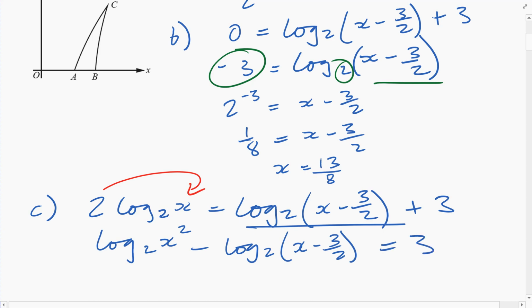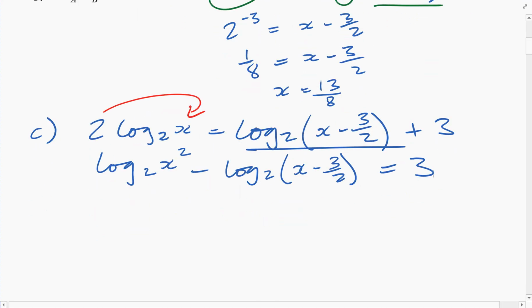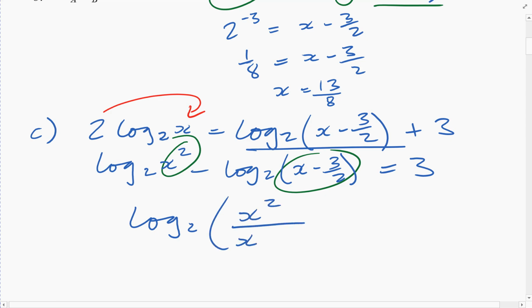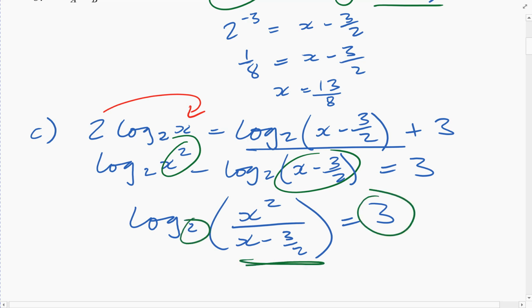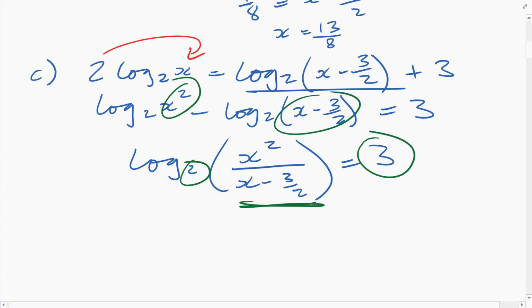So we're just getting all the logs on one side here, and then we can simplify even more. Because we're subtracting the logs, we can divide this by this. So then we have log 2 of x squared over (x minus 3 over 2) equals 3. And as we've done in the previous two questions, that means this to the power of this equals all of this. So let's write that down.